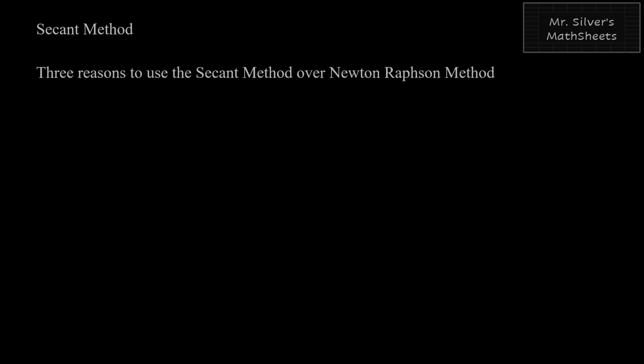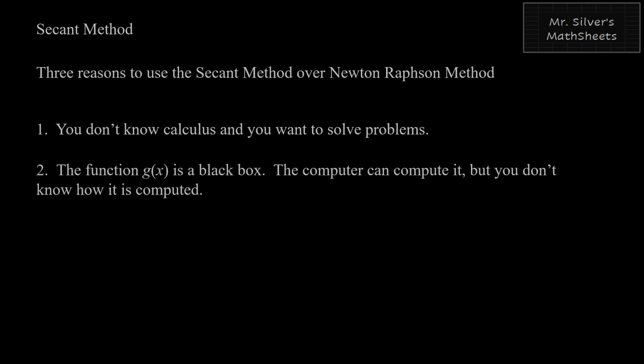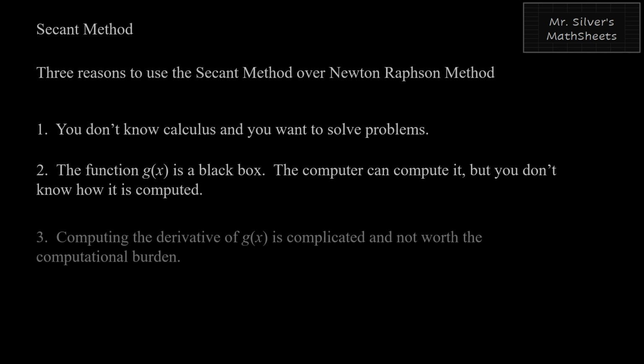Now, why would you use the secant method when Newton-Raphson method is available? One obvious reason is, well, you have to walk before you can run. And if you don't know calculus, you really don't have any choice. You have to start with the secant method. That's what you would know at a high school level. But the second reason is that maybe g of x is something the computer can calculate, but you can't calculate without the computer, and you don't really know how it's computed, so you don't know how to differentiate it.